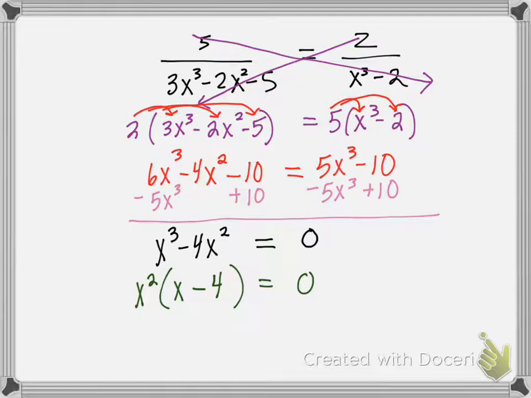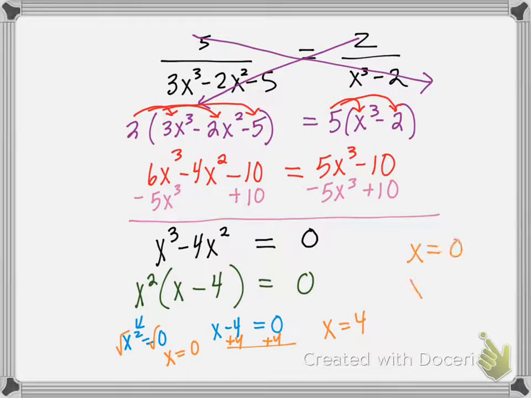Now I can apply the zero product property, which says if you're multiplying these together and your answer is 0, then one of those has to be 0. So either x squared is equal to 0 or x minus 4 is equal to 0. And I solve each of these. So take the square root of both sides. So x is plus or minus 0, which is just 0. Add 4 to both sides, and I get x is equal to 4. So x equals 0, x equals 4.